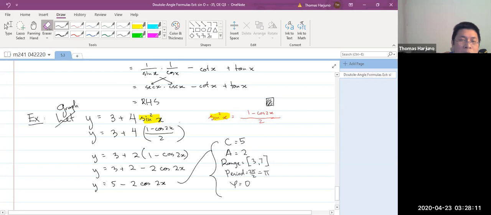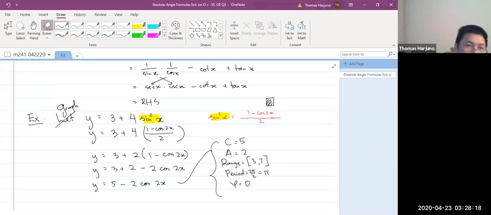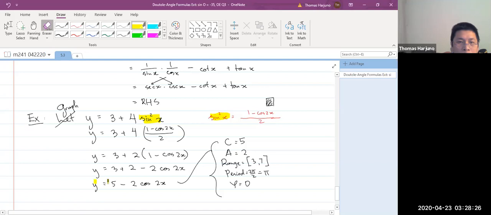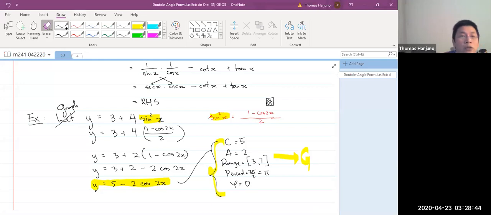So the key step is really to convert that into a form or a function that we recognize. Once we write that as a function that we recognize, we can find the center, the amplitude, the period, the phase shift, right? Once we get that information, we will be able to graph. The ability to graph is something I assume you should be able to do.